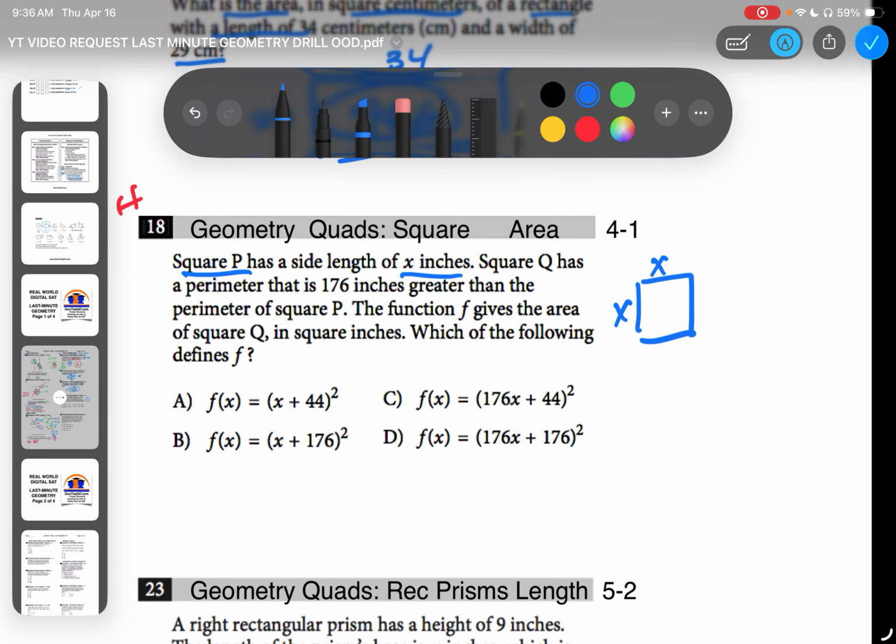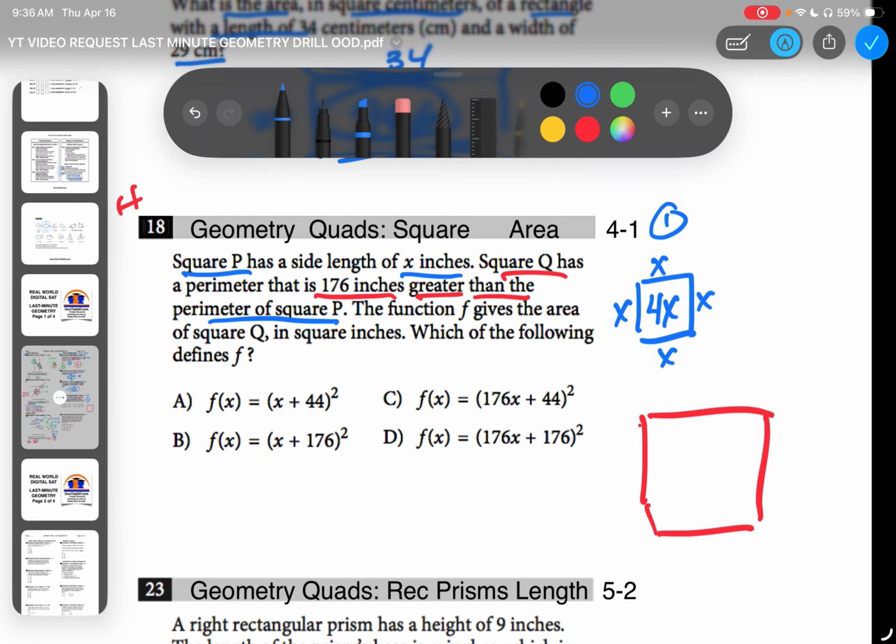Now, they give you a square Q. I'll do square Q in red. What do they tell us about square Q? They said it has a perimeter 176 greater than the perimeter of square P. All right, so what's the perimeter of square P? Now we've got maybe a 2-step, 3-step problem. So step 1, what are we going to do? Let's figure out the perimeter of square P. So we've got x, x. If we add all sides, x plus x plus x plus x, we're going to get 4x for the perimeter. Now, the second square, the red square, they said square Q's perimeter is 176 inches greater than the perimeter of square P. So what is square P again? 4x. And then it says plus 176. So that is the perimeter of the red square.